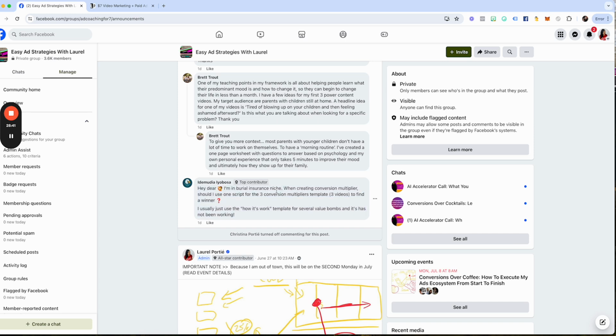I'm in the burial insurance niche. When creating conversion multipliers, should I use one script for the 3 conversion multiplier templates to find a winner? I usually just use the How It Works template for several value bombs, and it has not been working. Yeah, if it's not working, we need to figure out. And this is one of the things that I would do, just because I know you show up every single week. I'm going to give you a personal assignment, okay?